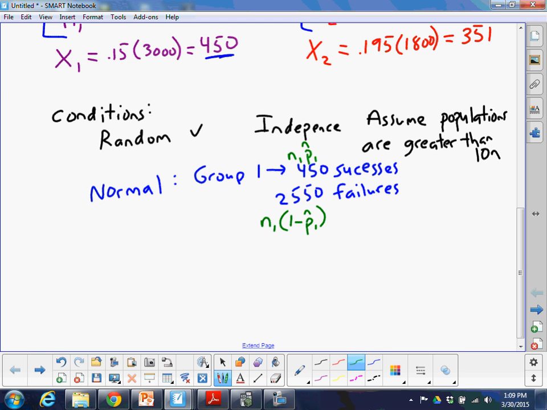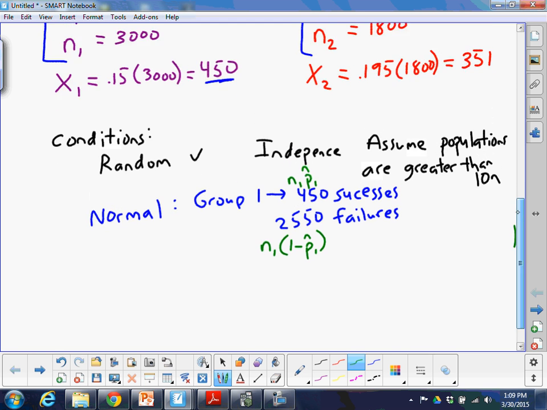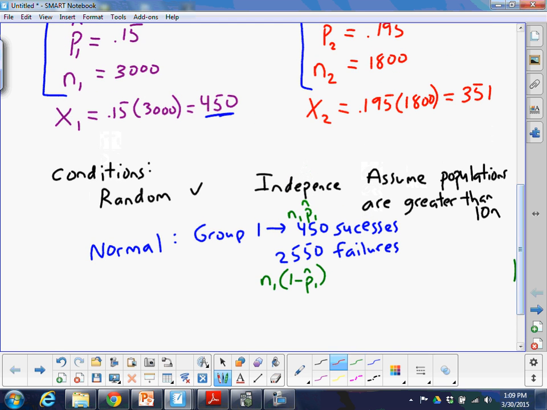Similarly with group 2, we can see that there was 351 successes. If there was 1,800 total, there's clearly more than 10 failures as well. So make sure you mention both of those. I'm just saving a second here to not show that, but those have to be written out. So we have our normal condition, which means we can draw the normal curve. We know it's random. We have our independence, so we can do our test.